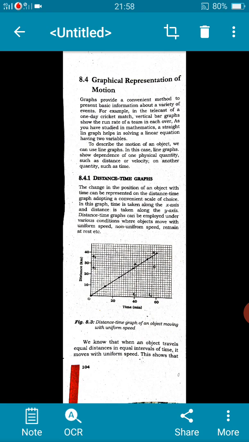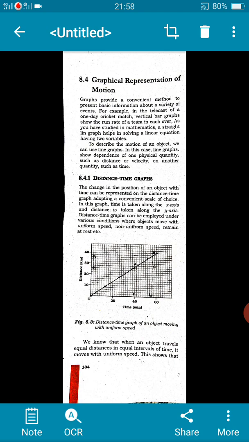In this case, the line graphs show the dependence of one physical quantity such as distance or velocity on another quantity such as time. So here we are going to study two graphs, that is the distance versus time graph, its uses, and the velocity versus time graph and its uses. So you know how to draw a graph.